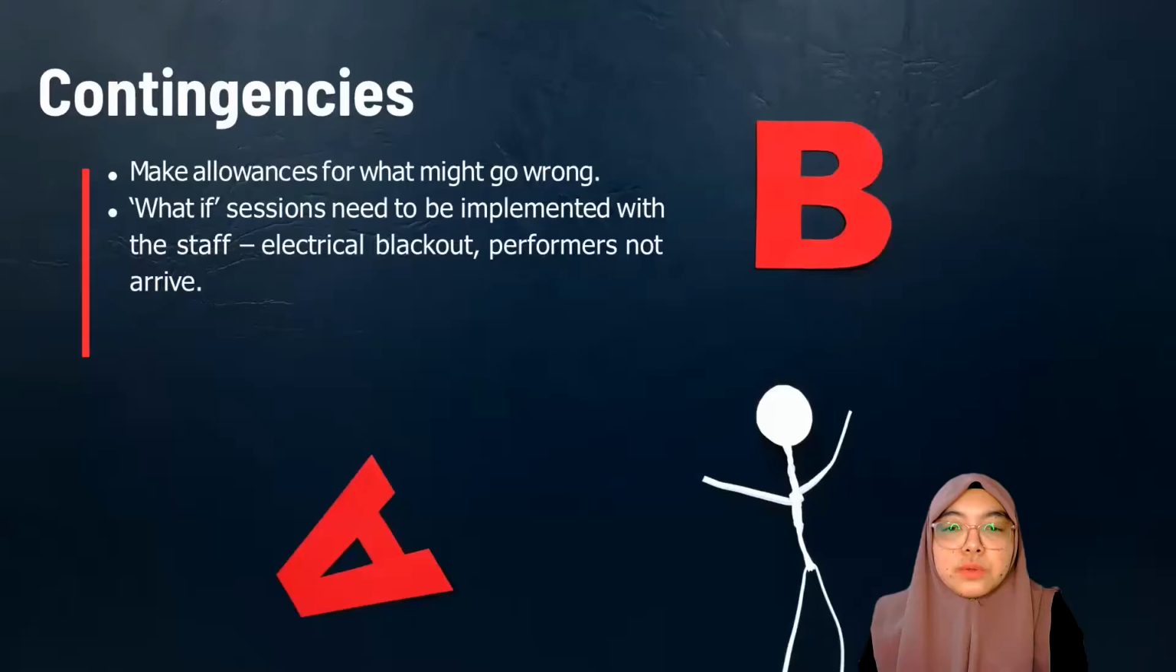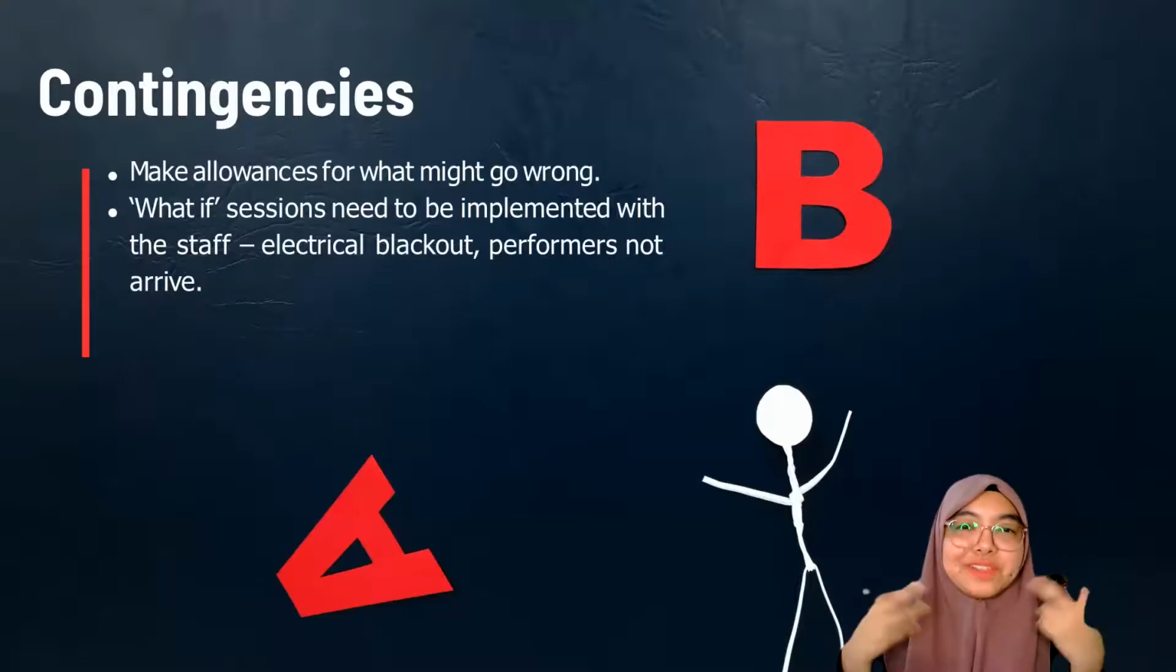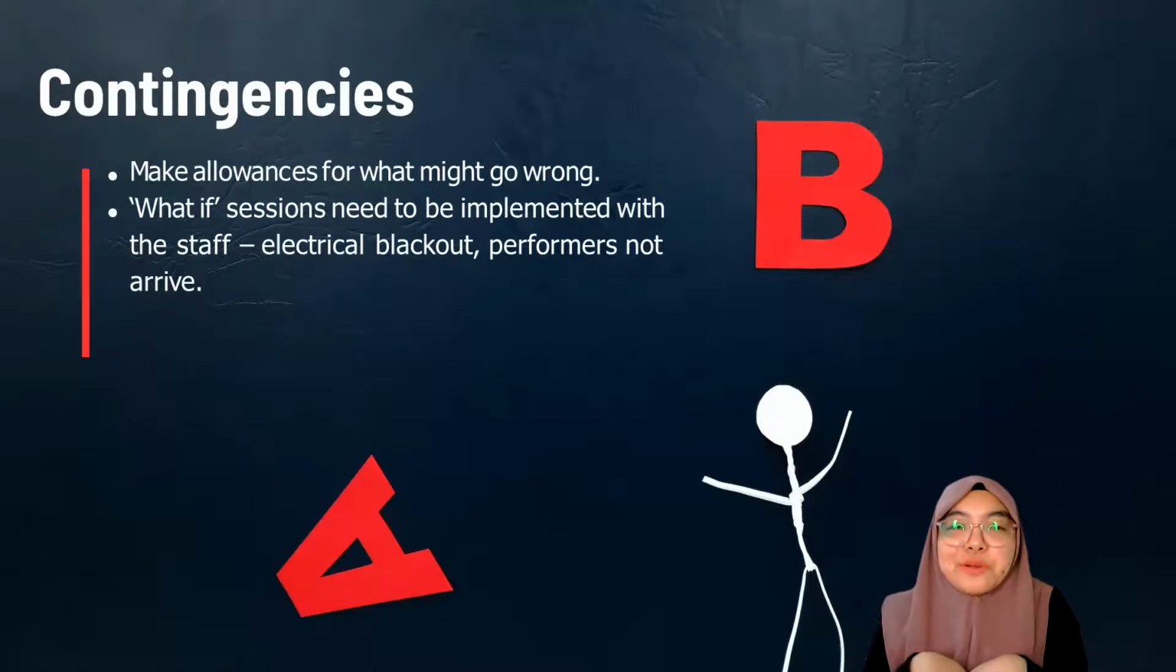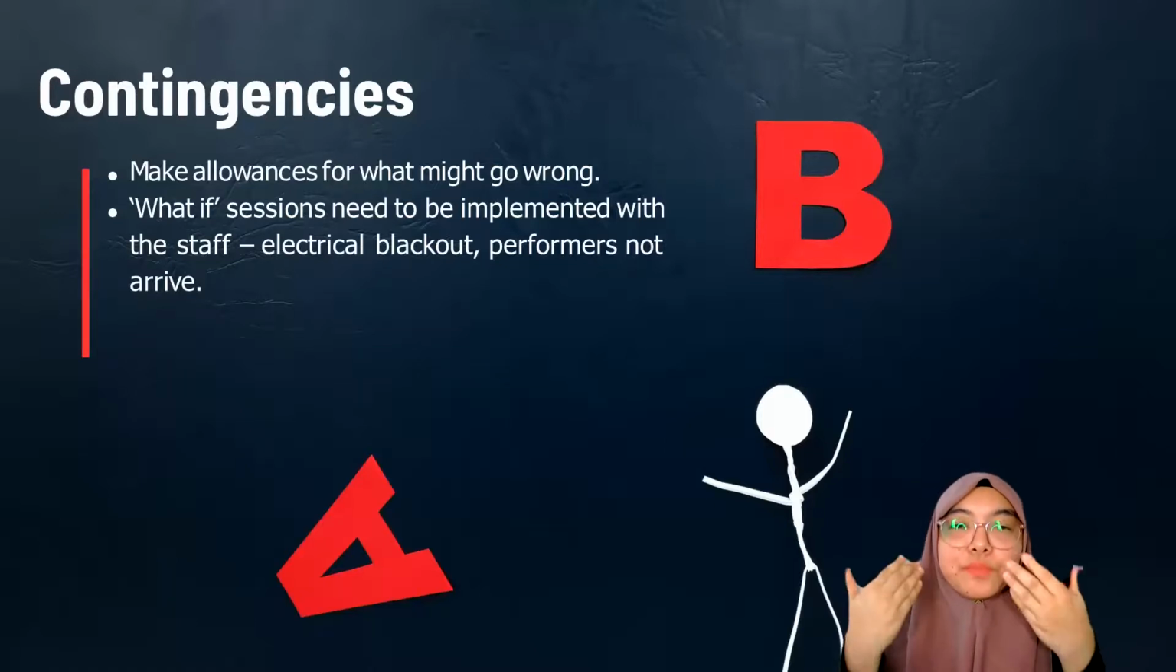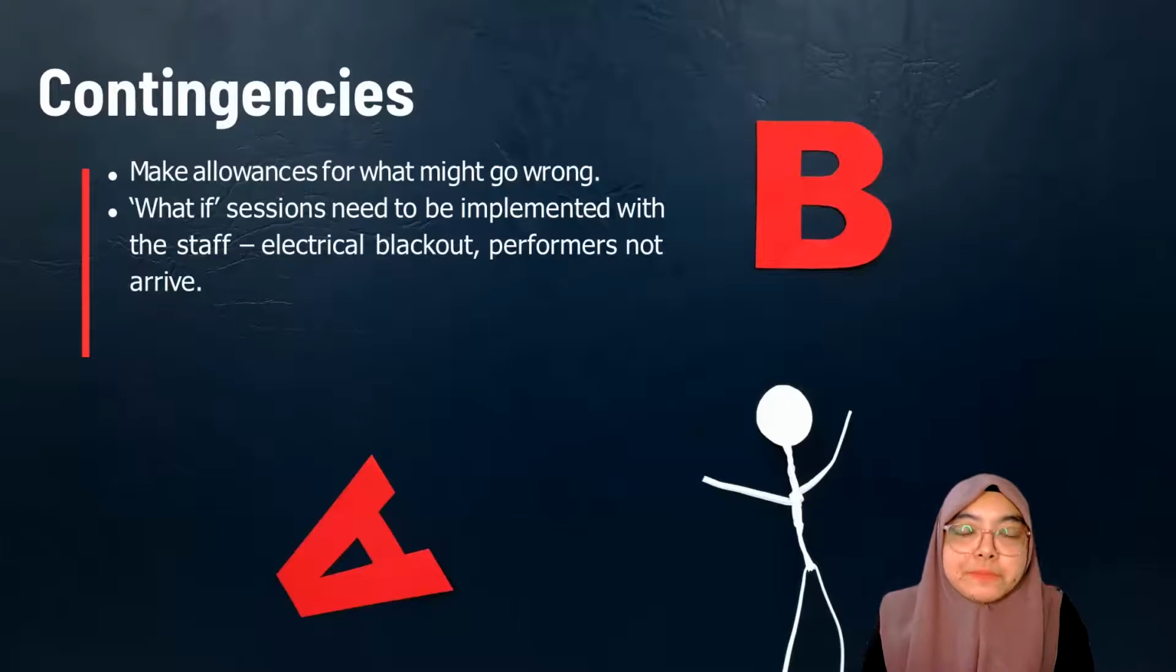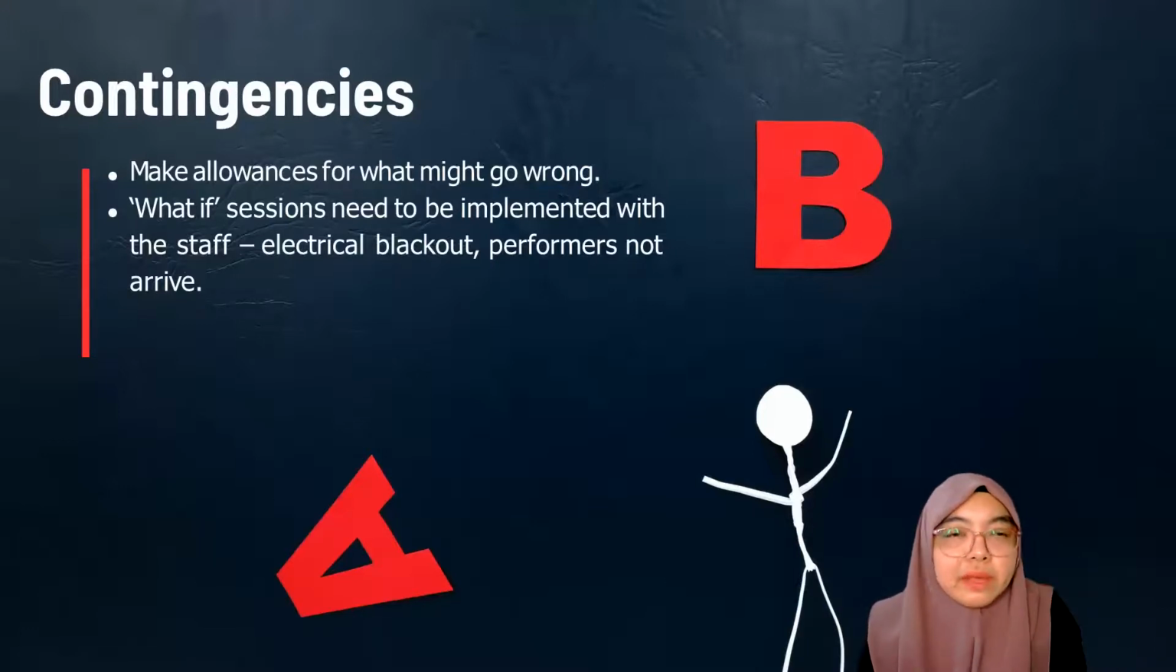Okay, so next, contingencies. Contingencies meaning, are you going to have a backup plan or not? Make allowances for what might go wrong. We don't really want everything or anything that might go wrong, but we need to always prepare a backup plan. Meaning, what if sessions need to be implemented with the staff? For example, what if the electrical blackout happens?